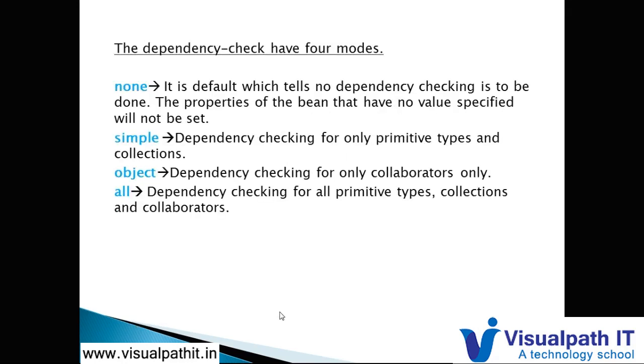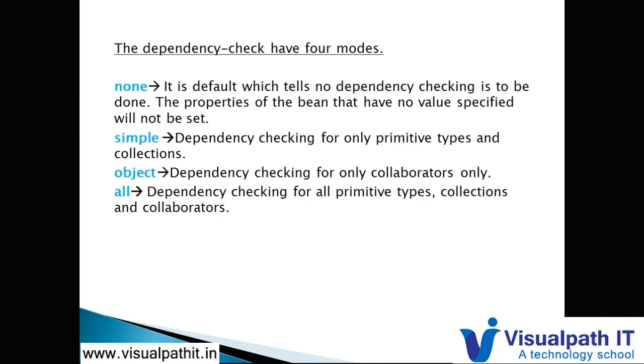There are 4 modes of dependency check. It's none, simple, object, or all. What exactly is none? None means it is the default. It means that there is no dependency checking done. The properties of the bean that have no value specified will not be set.